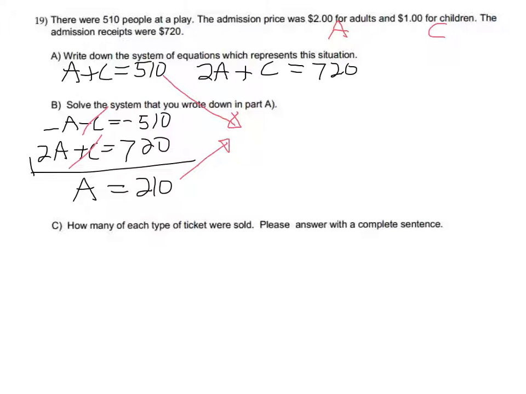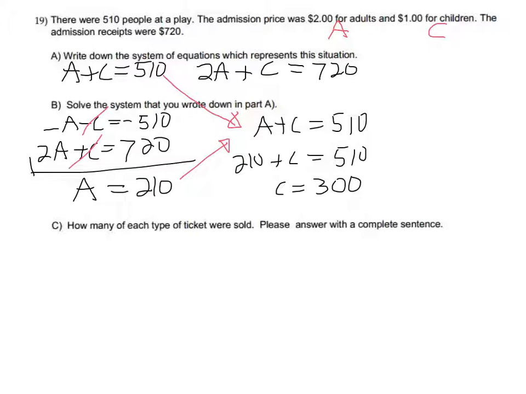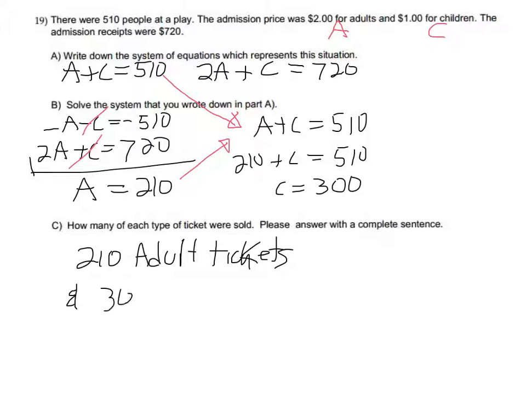Now A is 210. Since A plus C equals 510, and A is 210, if we know A, we can plug it in and get C is 300. And that's the solution. So now we can say 210 adult tickets and 300 children tickets.